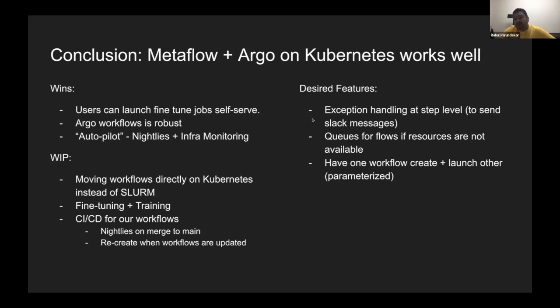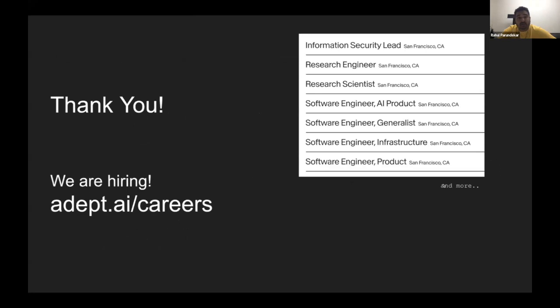Some of the desired features from the system are exception handling at a step level. We already, I think, have exception handling at the workflow level, but one at step level would be cool. Queues for flows if resources are not available. Sometimes somebody launches a 32 node job and we don't have 32 nodes right now, and that crashes. So we need to have some way of queuing our flows. And also, having one workflow create and launch another workflow in a parameterized way. That's another desired feature. So that's it.